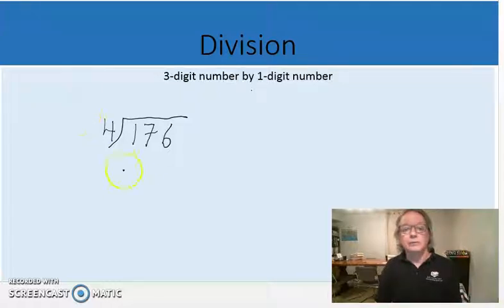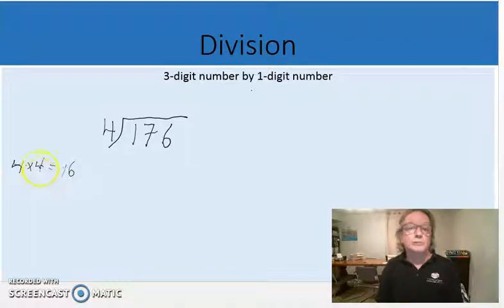So the next thing we do is we look at the number 17 because the 1 and the 7 is 17. How many 4s are in 17? Or in other words, 4 times what equals 17? Well, the closest we can get is 4 times 4 equals 16.